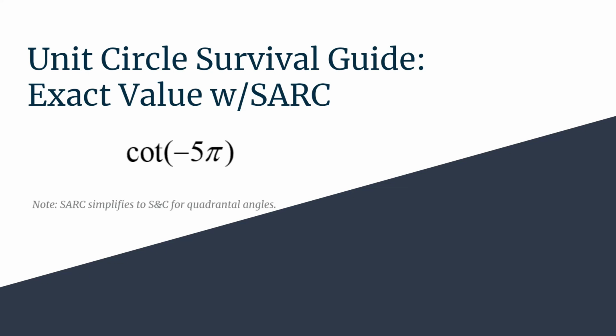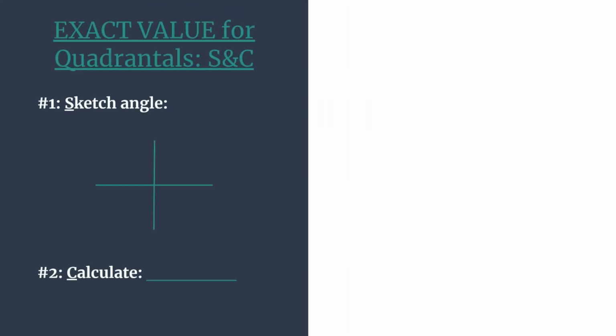steps. So we'll change S.A.R.C to just the first and the last step. We'll call it the S.A.R.C method. And we can use this for any quadrantal angle exact value that we may want to find. So here's our outline. The S for sketch the angle's terminal side so that we can get the coordinates. For C, calculate.